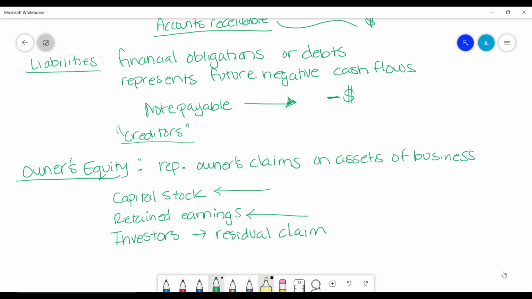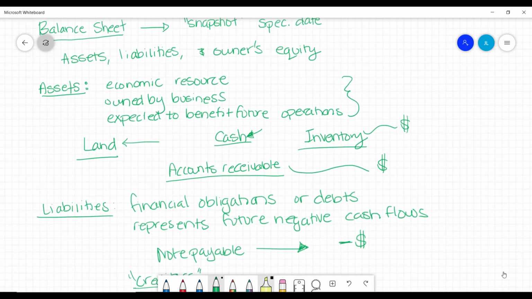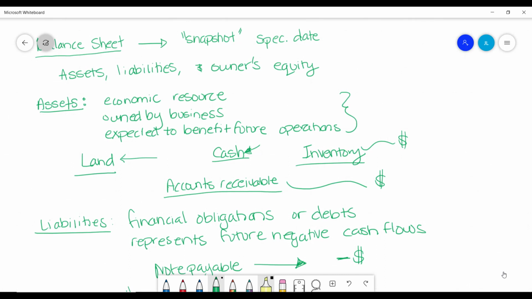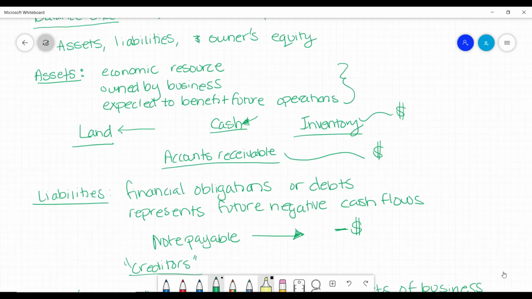So your owner's equity, remember, represents the owner's claims on assets of the business. And what is that made up of? For a corporation, that's made up of capital stock, what's been invested by these owners into the business, and retained earnings, basically how much net income has been retained within the business since the company has been in existence. So that is the overview of what a balance sheet is made up of: assets, liabilities, and owner's equity.